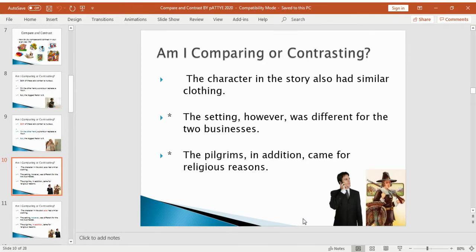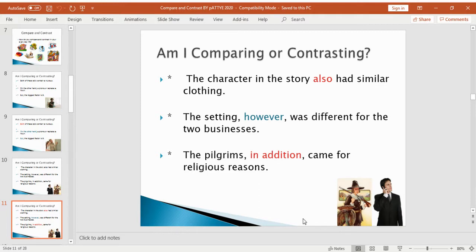Looking at the first sentence, the character in the story also had similar clothing. If you said also, you are correct. And what does that signal word tell me to do? We are telling how they are alike. It also uses the word similar, which is also another clue. Go to example number 2.